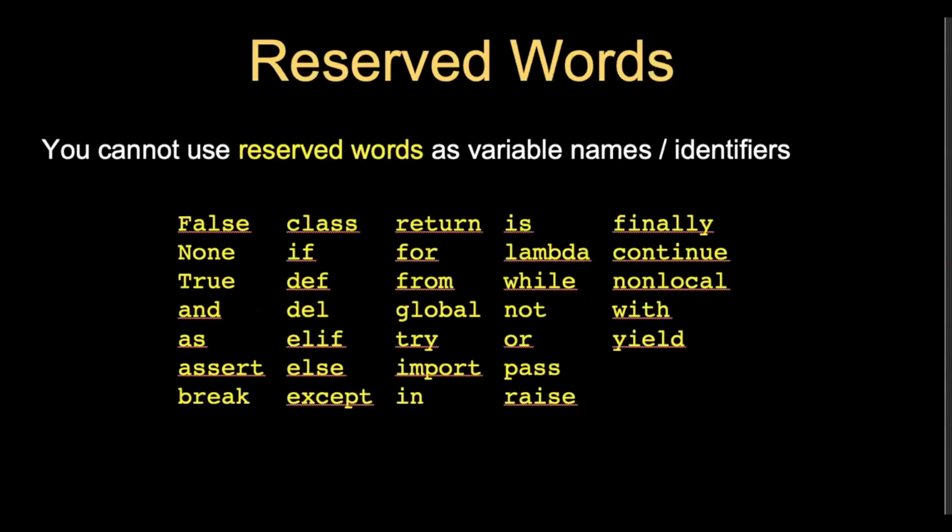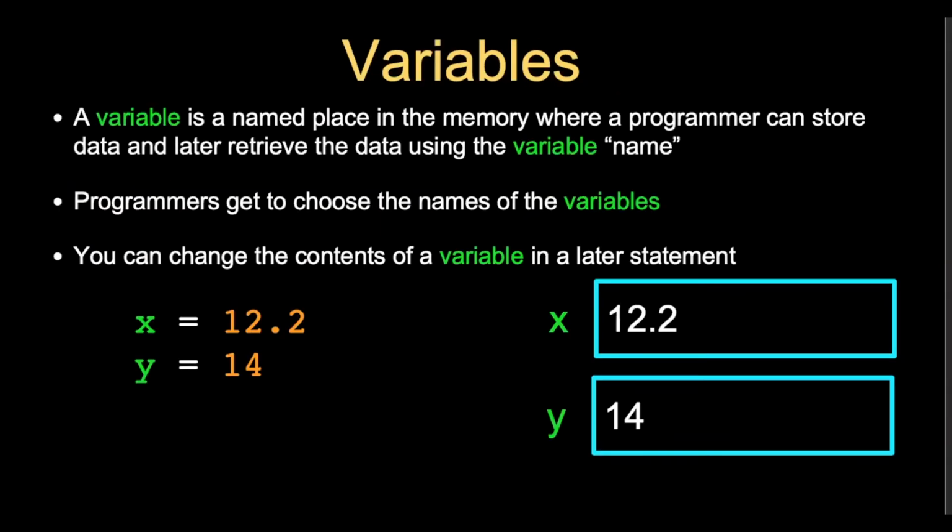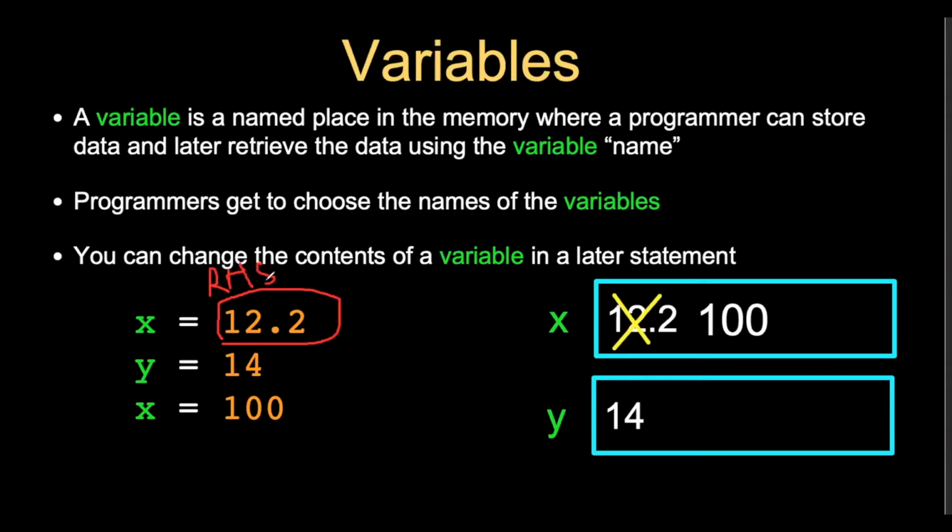The good news about Python is that Python determines the type of your variable based on what is on the right-hand side, okay? RHS, right-hand side. So the type of the right-hand side determines the type of the variable. So in this case, X is going to occupy 8 bytes, Y is going to occupy 4 bytes, okay?